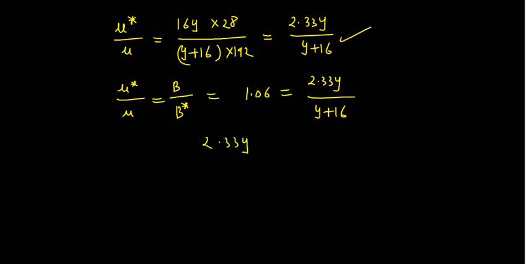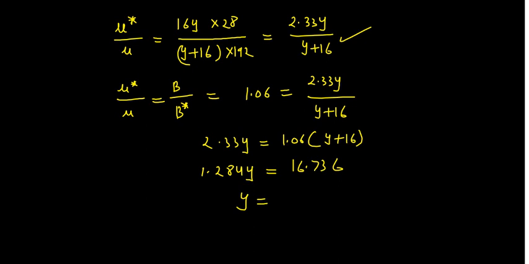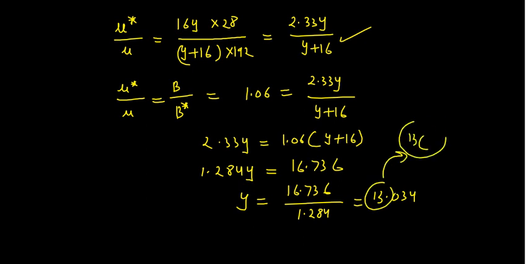If you solve this one, it simply gives you 2.33y equals 1.06 multiplied by (y plus 16), and if you solve this thoroughly, you will get 1.284y equals 16.736. So from here you can calculate y, which is 16.736 divided by 1.284, and that will give you 13.034. That means you are getting 13, it is carbon 13. So this is how you can solve the problems.